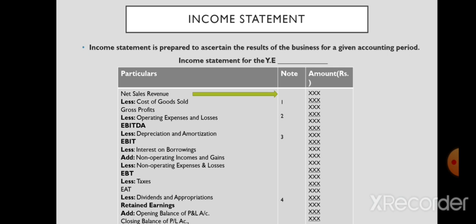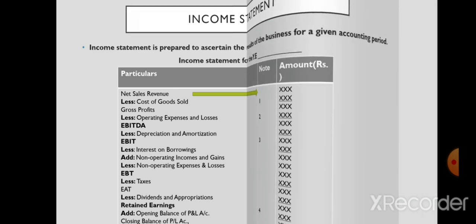We will get earnings before tax. From this we will deduct taxes, and we will get earnings after tax. We will deduct dividends and appropriations, which we will calculate under note 4, and we will get retained earnings. To this retained earnings, we will add the opening balance of the profit and loss account. If there is a surplus, we will add it. If there is a loss, we will deduct it. We will get the closing balance of the profit and loss account for the given year.